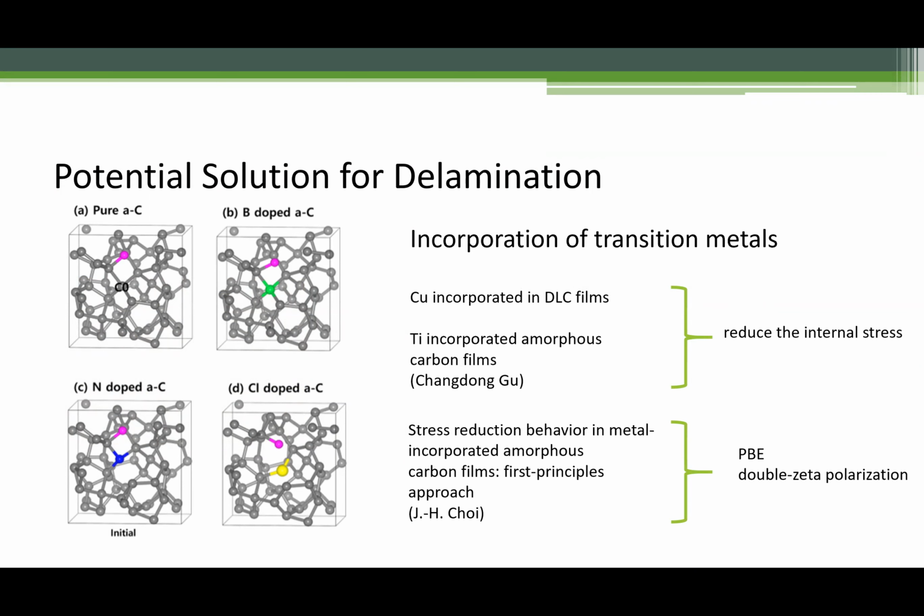For example, experiments found that internal stress was significantly reduced in the copper incorporated DLC films and titanium incorporated amorphous carbon films. A computational study has also been conducted on stress reduction behavior in metal incorporated amorphous carbon film using a first principle approach. In that research, PBE and double zeta polarization were used.